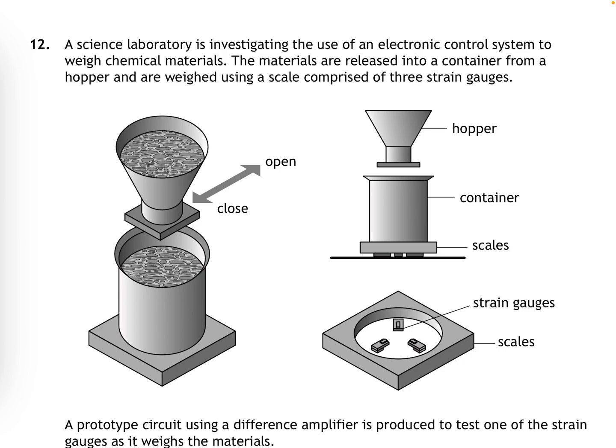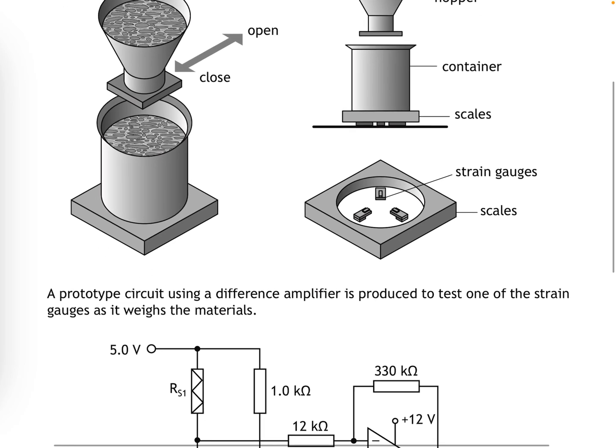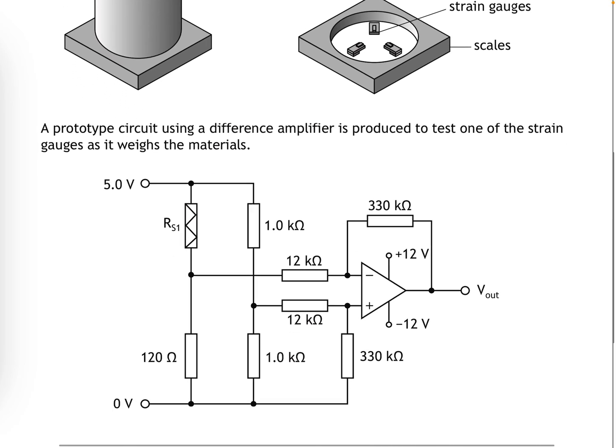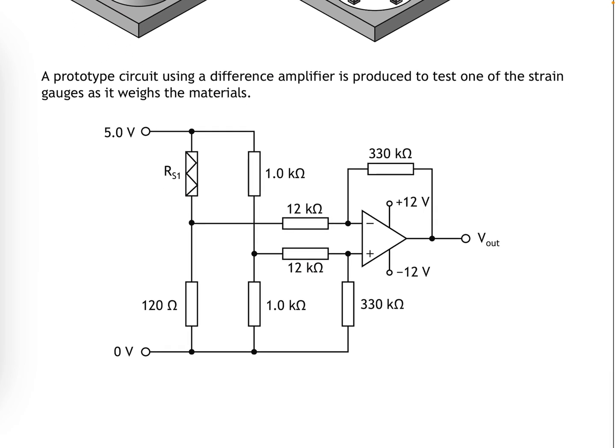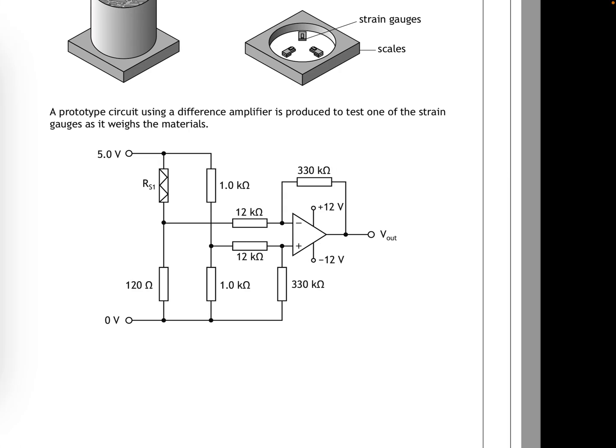The materials are released into a container from a hopper and are weighed using the scale comprising of 3 strain gauges. Some helpful visualizations there. We've got the hopper, the container, and the scales. You can see the 3 strain gauges inside the scales. Then we're told a prototype circuit using a difference amplifier is produced to test one of the strain gauges as it weighs the materials, and we've got our difference amplifier here.